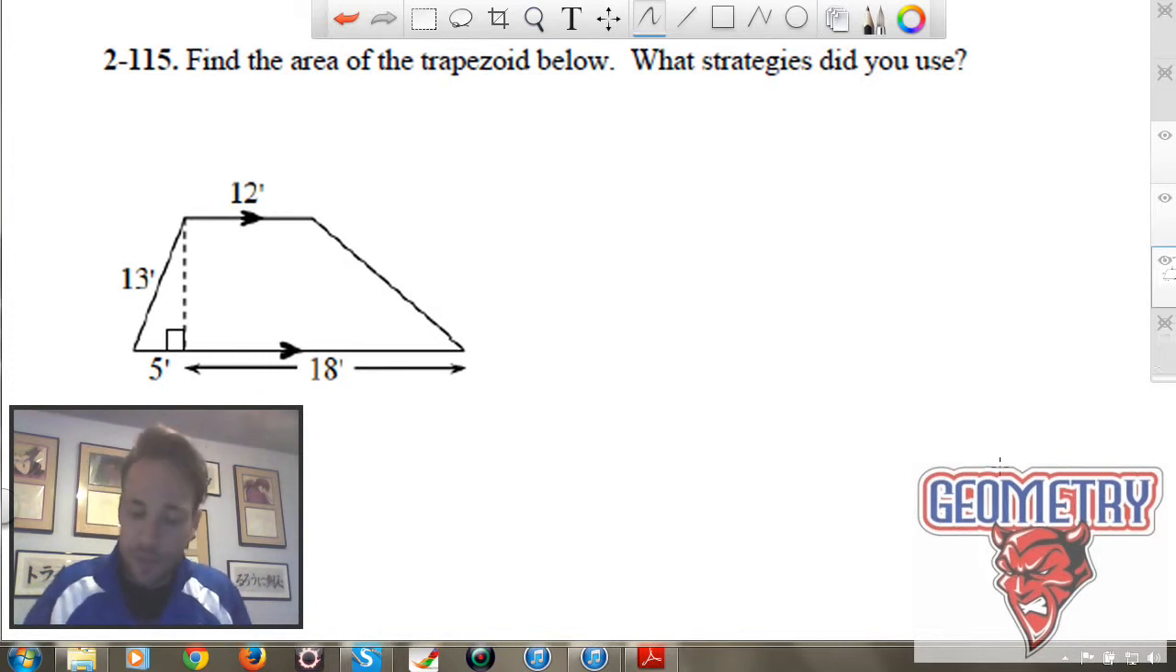Finishing up Unit 2 here, getting down towards the end here. We're in problem 115 now. So you find the area of this trapezoid. What strategies did you use? I'm going to show you a couple strategies for finding the area of this trapezoid.